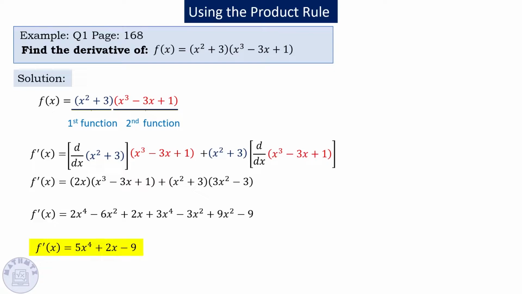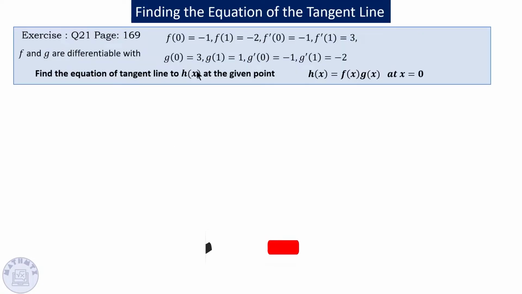All right. Let's take another example. In this exercise, we've given the values for the function, the derivative of f and g at certain points, and we need to find the equation of the tangent line for the function h of x at the given point, so at x equals 0. Now, notice that h of x is the product between f and g.